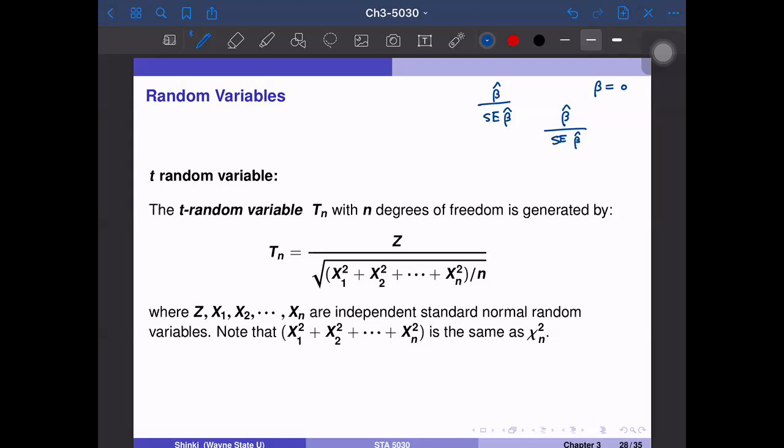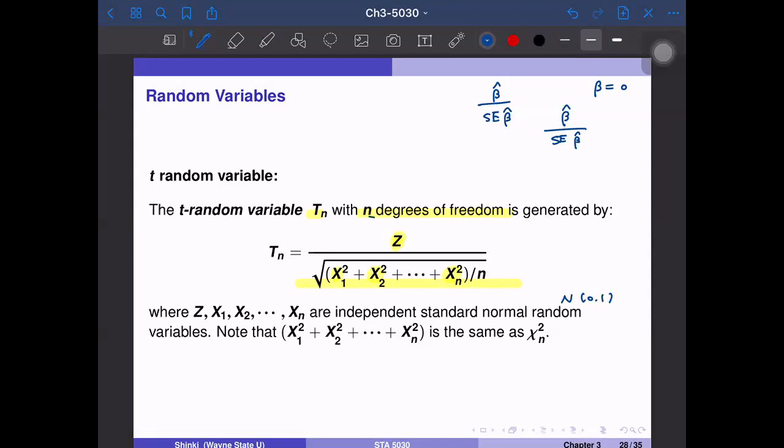So, the definition of the T random variable. The T random variable with n degrees of freedom is generated by this random variable. Here, z, x1, x2, up to xn are all independent standard normal random variables. So that is normal 0, 1.